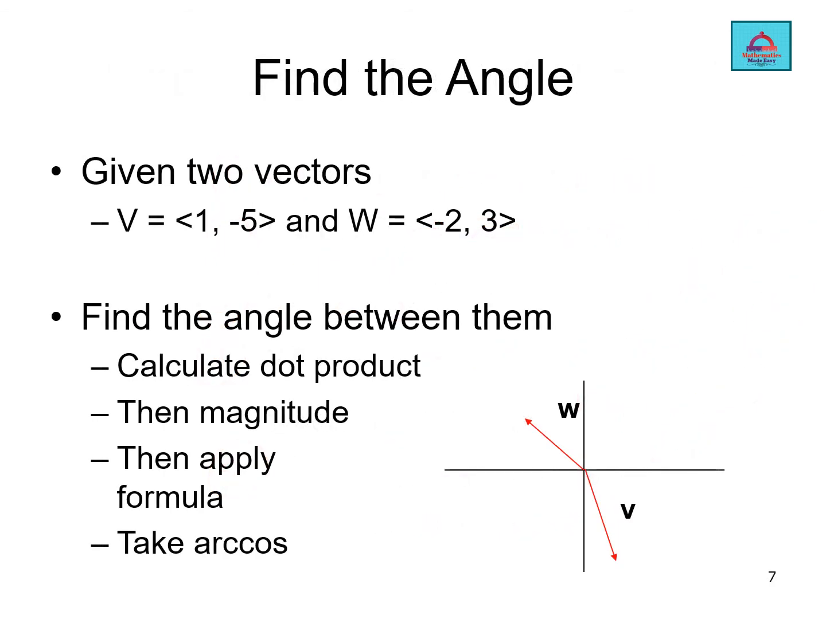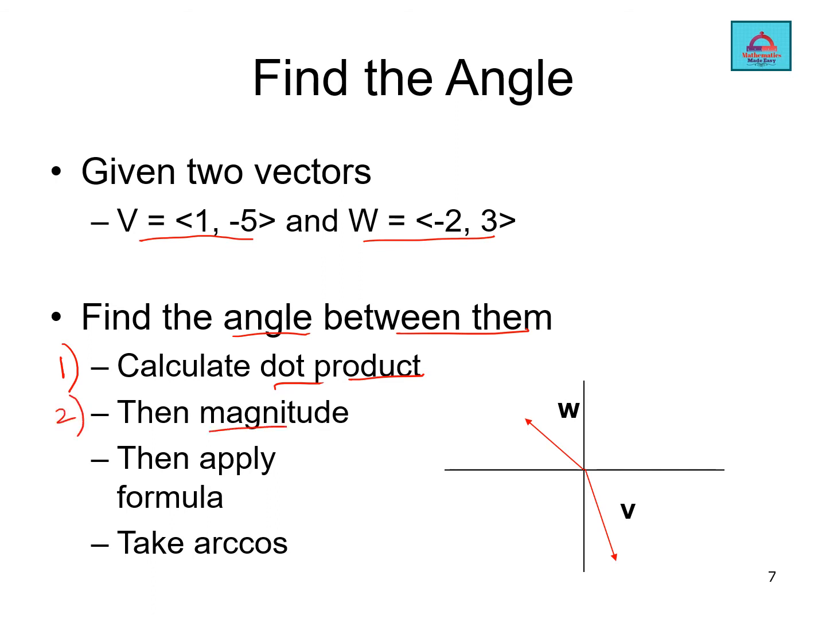Now that you've understood the dot product, let's have a look at its application. In this slide, you are going to learn how to find the angle between two vectors. If you have two vectors given to you, vector v and vector w, and you need to find the angle between them, there are some steps you are going to follow and a formula you'll use. Number one, you will take the dot product of the two vectors given to you.